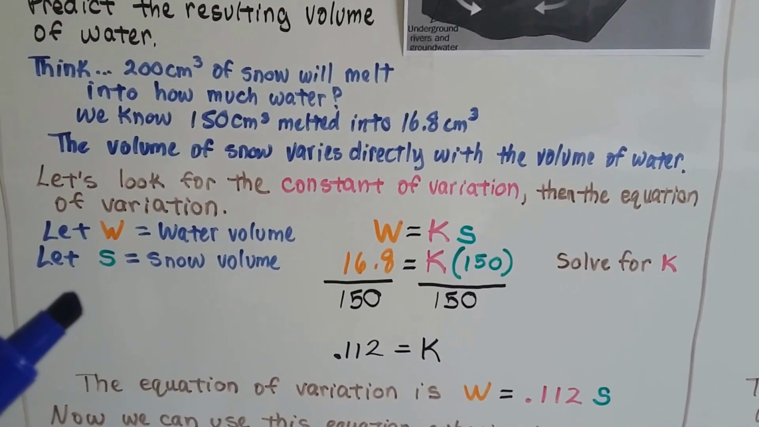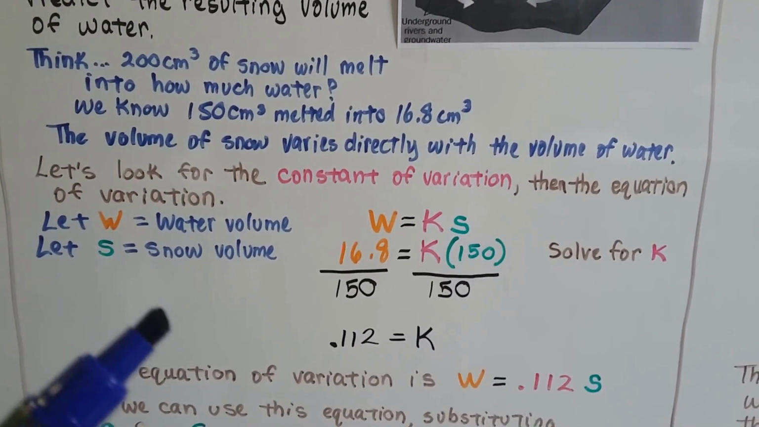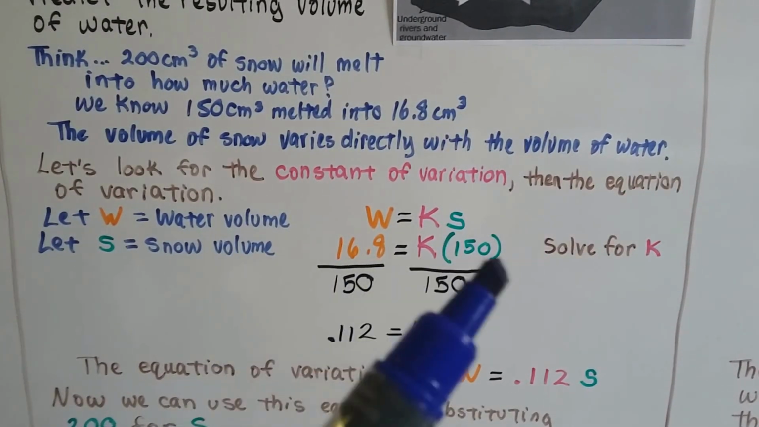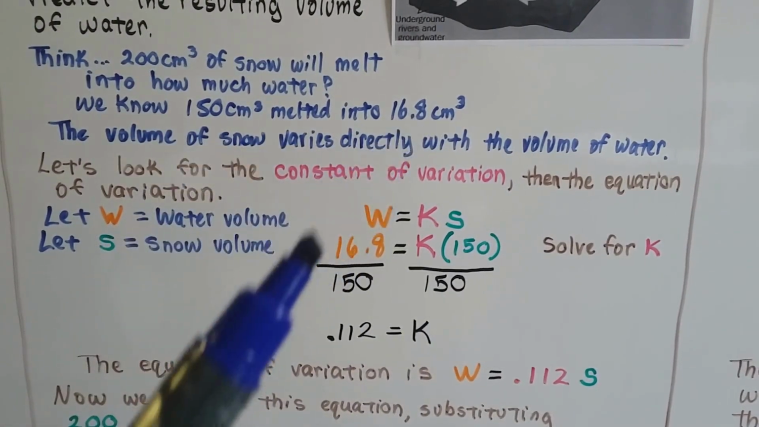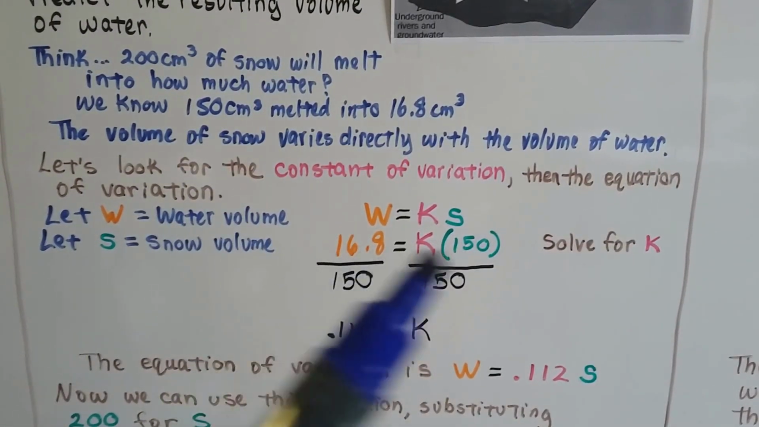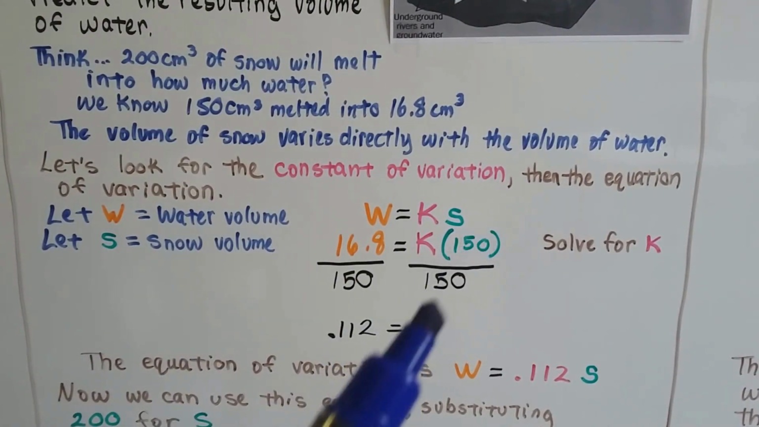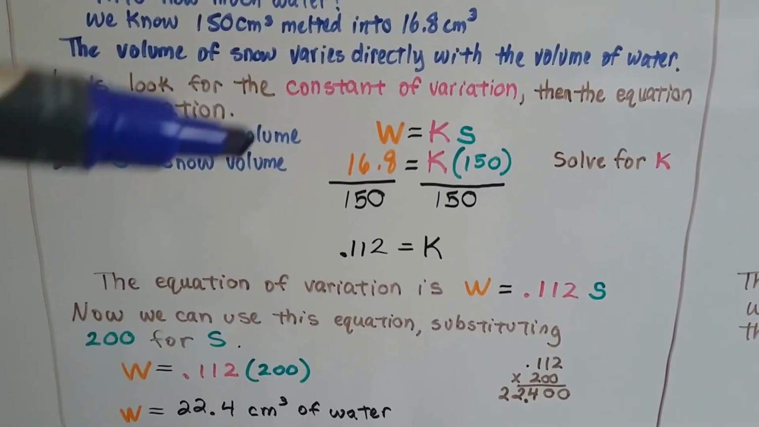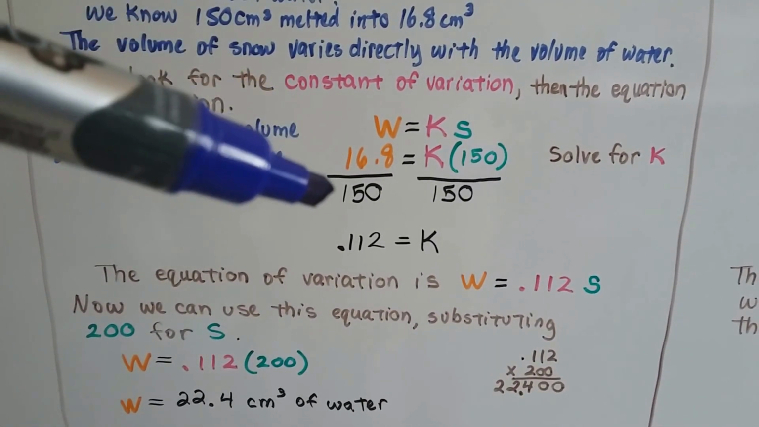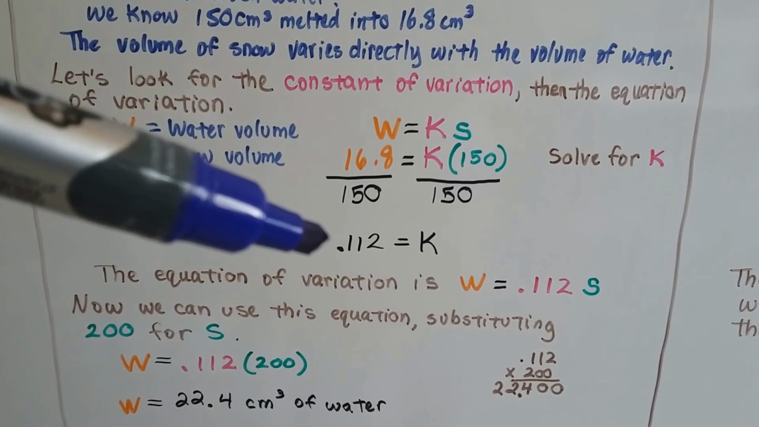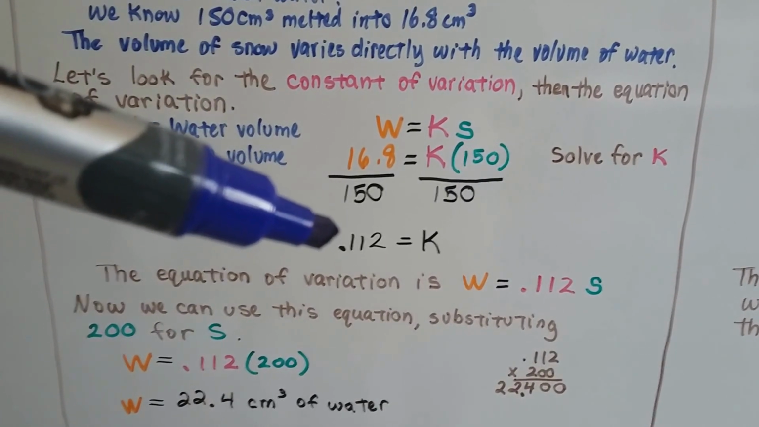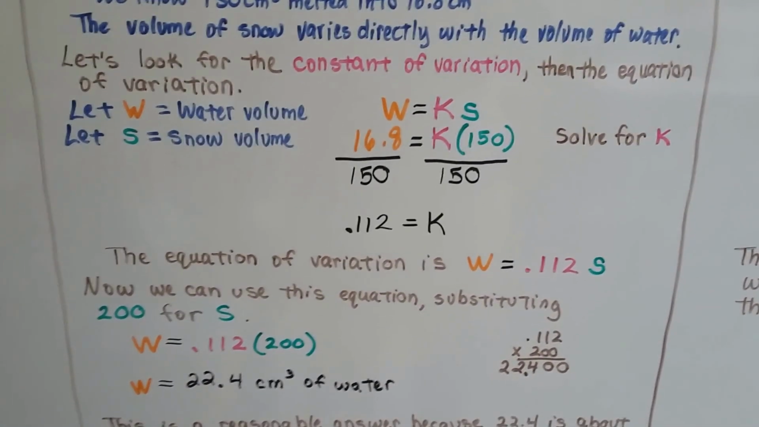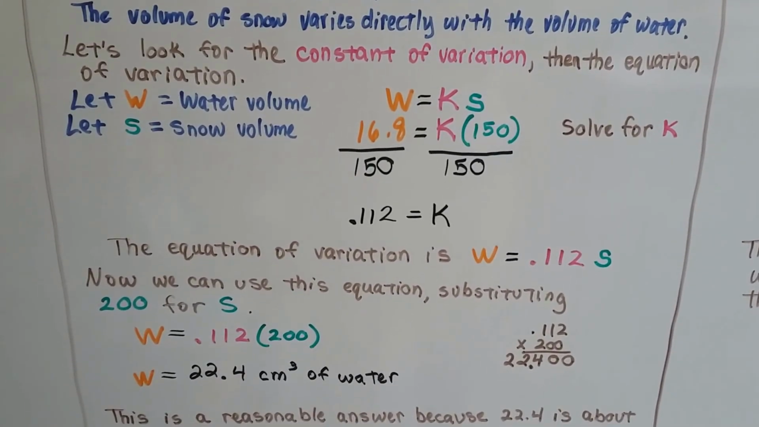We're going to let W equal the water volume and S equal the snow volume. That's going to give us W equals K times S. We can substitute our values in that we know, the 150 and the 16.8, into our equation here, and we have to divide both sides by 150 to isolate that K to solve for the K, and we get 16.8 divided by 150. That's going to equal 0.112, 112 thousandths. That's going to be our K. So the equation of variation is W equals 0.112 times the S, the snow.